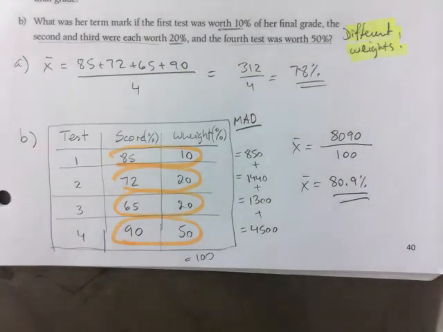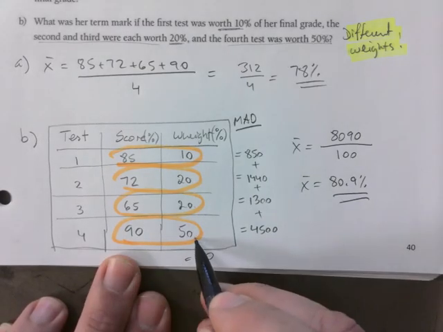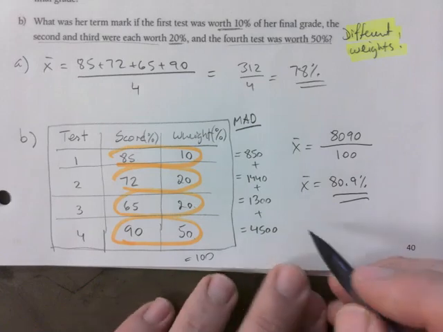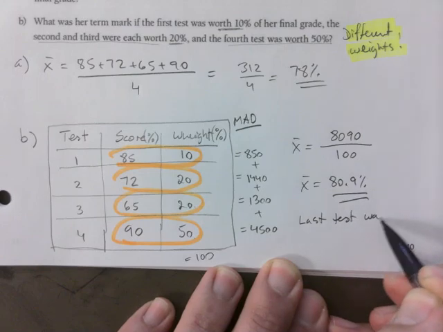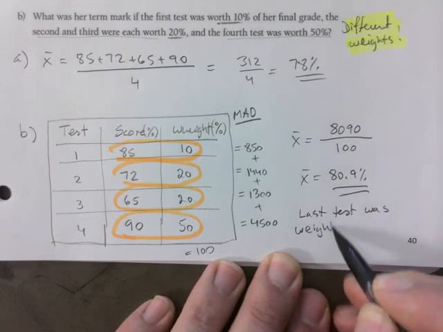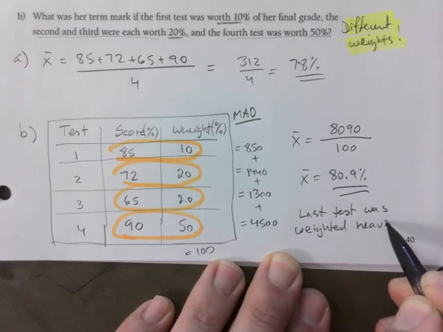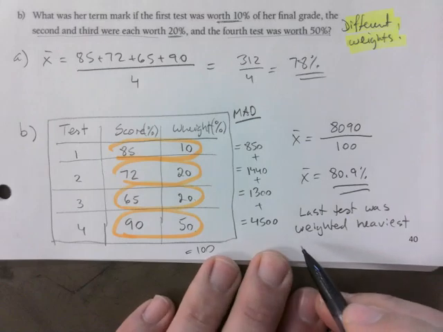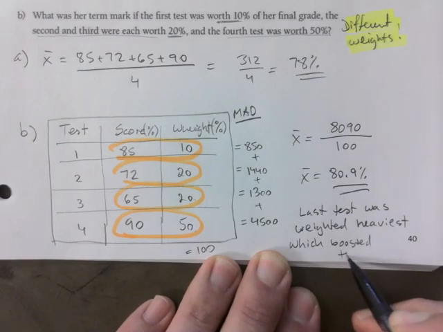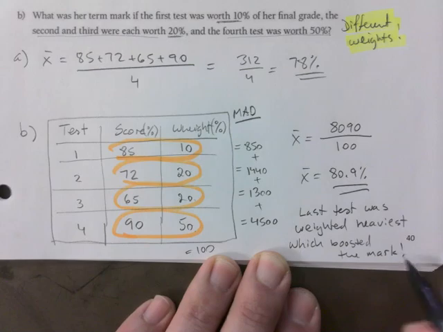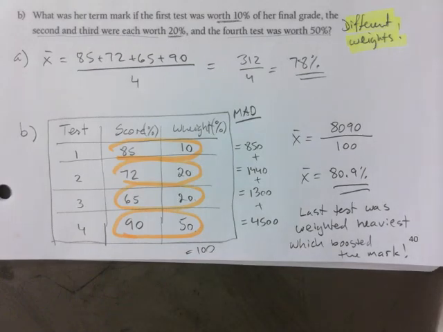If they ask you which one, the answer is you did very well on the fourth test, which was worth the highest. The last test was weighted heaviest, which boosted the mark. I told you about the deal, right? If your last exam will overwrite both cumulatives if you do the review that I give you. So it's going to boost your mark if you do well on it.